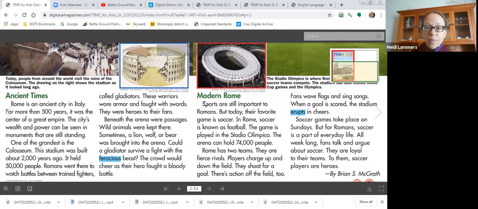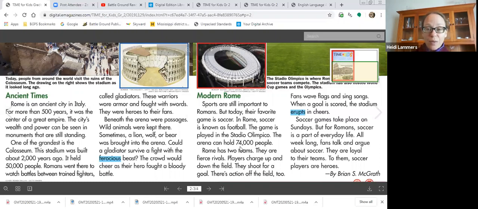Okay, let's read here about modern Rome. Ready? Read with me. Sports are still important to Romans, but today their favorite game is soccer. In Rome, soccer is known as football. The game is played in the Stadio Olimpico. The arena can hold 74,000 people. So which one holds more fans? The modern one, and quite a few more.